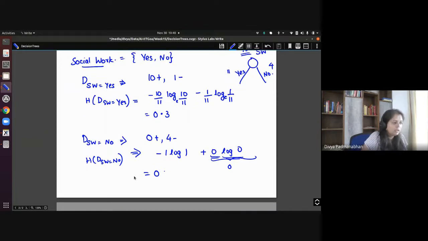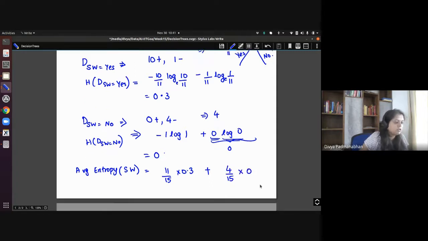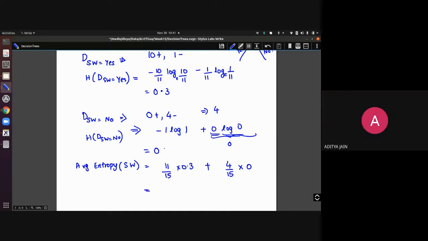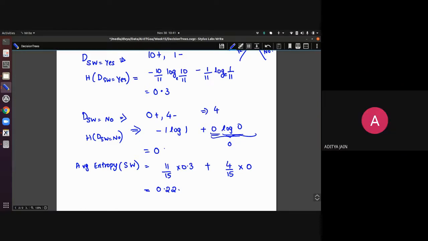So the average entropy for this class by doing a split on social work: here there are 11 examples, and here there were 4 examples. So it's 11 by 15 times 0.3, plus 4 by 15 times 0. Can you tell me this value? 0.22. Is this natural log? Yes, ma'am, natural log. Okay.